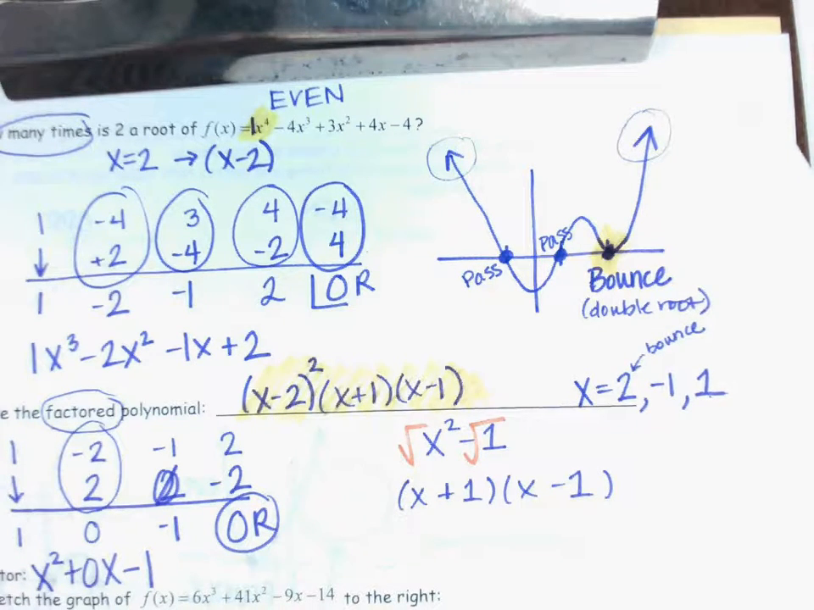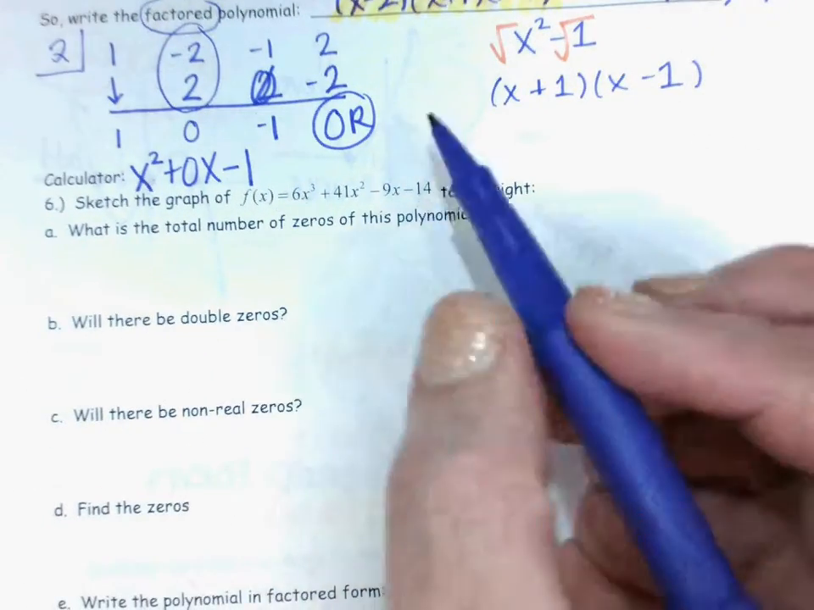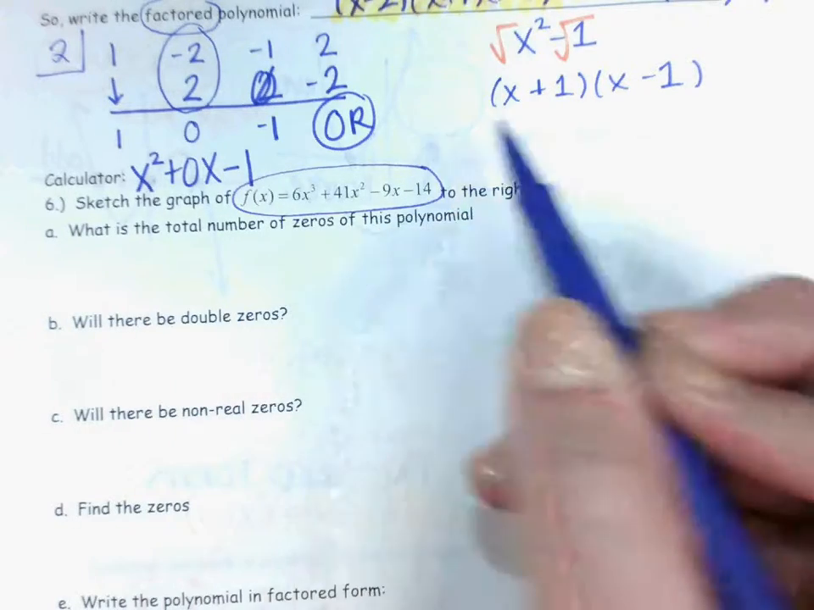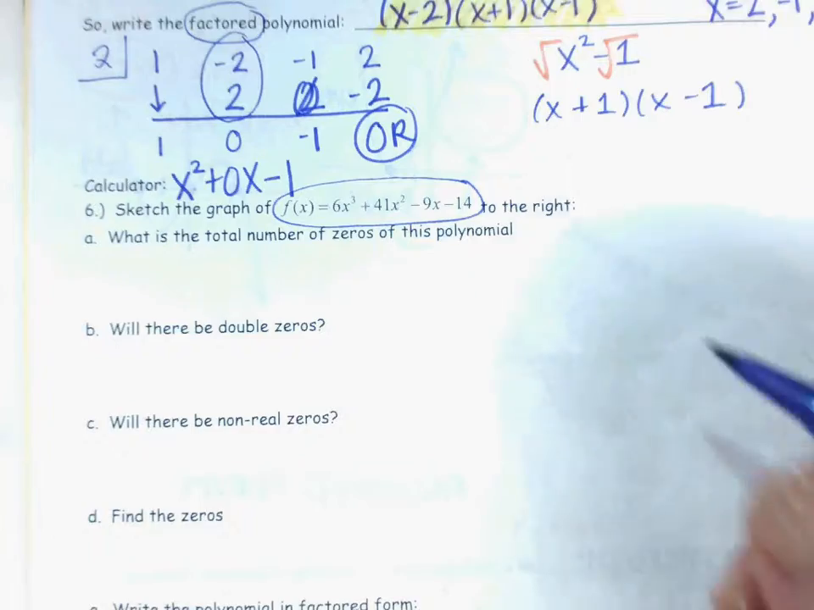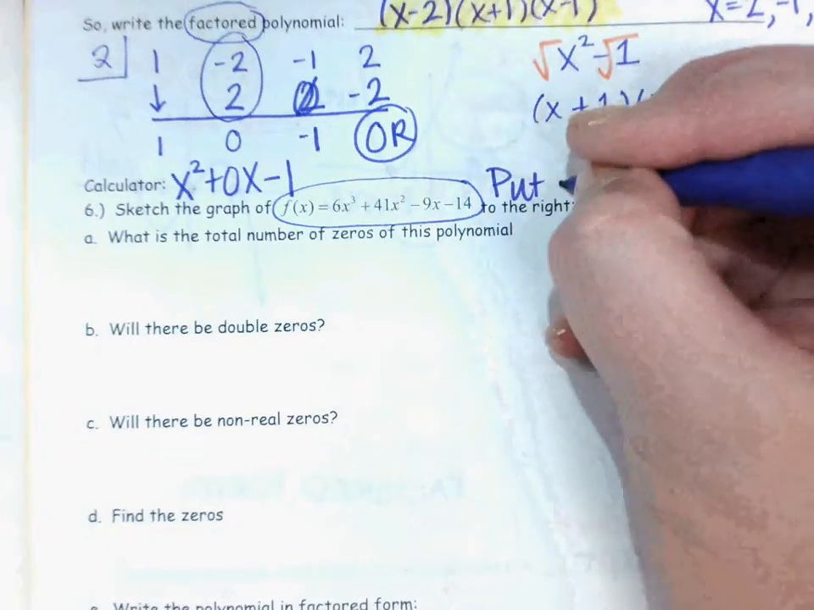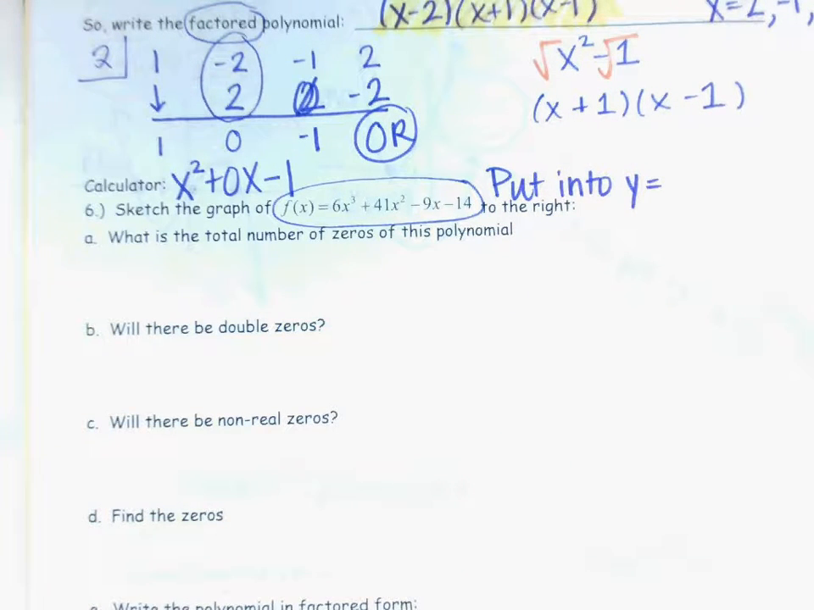Alright, so we're going to do 2 more, but the last 2, they're not going to tell you one of the factors. You're going to find it using the graph. So look at number 6. Okay, the next question. Type that into your calculator. And we're going to find one of the roots with the graph. So put it into y equals. And then I want you to find one whole number that the graph goes through. We don't want any of the decimals because we can't do the shortcut if it's a decimal.